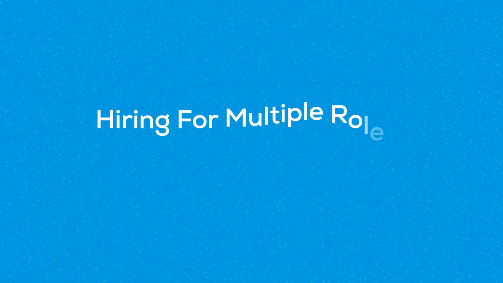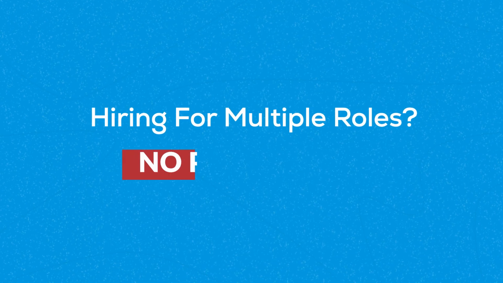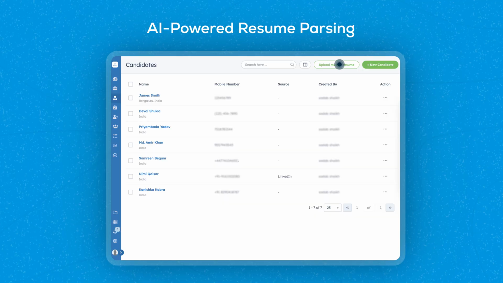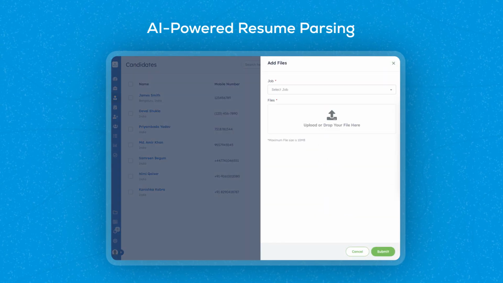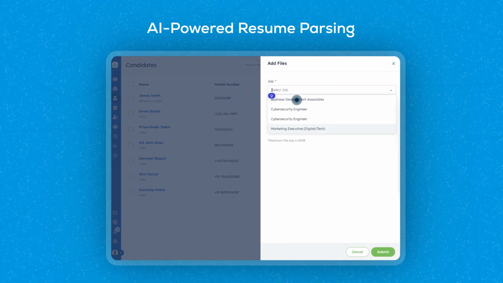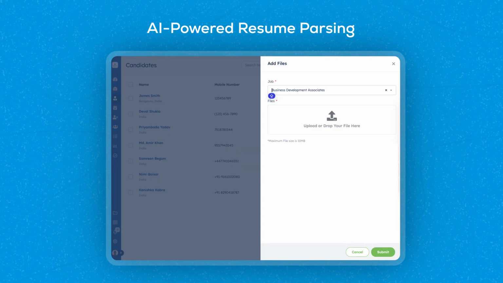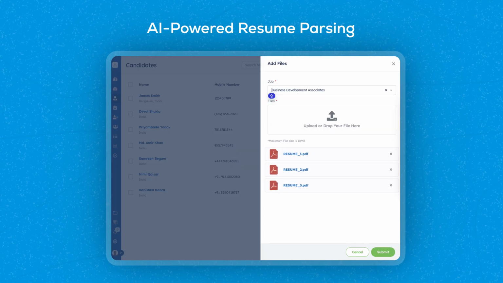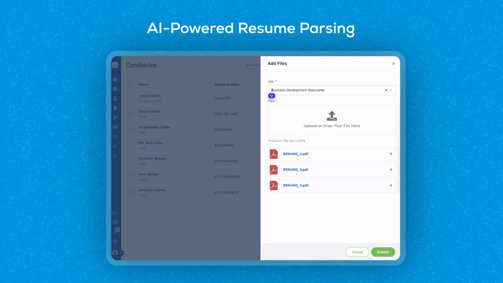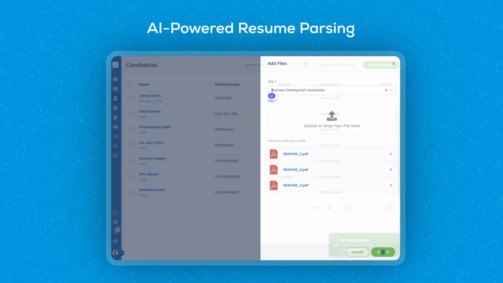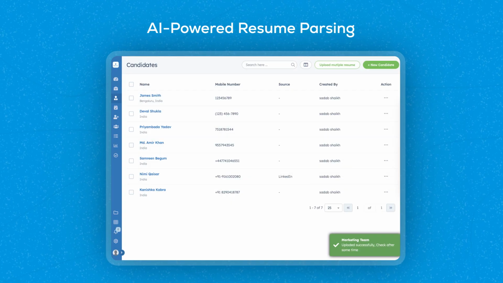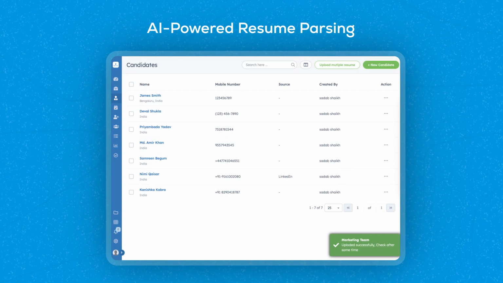Now wondering, what if I'm hiring for multiple roles? No problem. Use the Upload Multiple Resumes option. You can assign the same candidate to multiple job postings, upload multiple resumes at once, parse resumes in bulk. BizHire's AI processes each resume and converts it into clean, structured data, ready for screening and shortlisting.